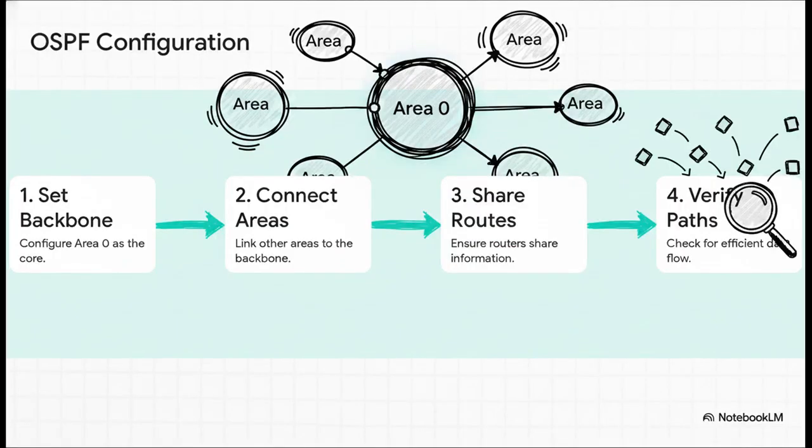You don't just start clicking around randomly. First, you build out that backbone, area 0. Then you connect all your other areas to it. The protocol itself does the heavy lifting of sharing all the routes, and your last job is just to make sure it's all working the way you expected. Structure, you see, is everything.